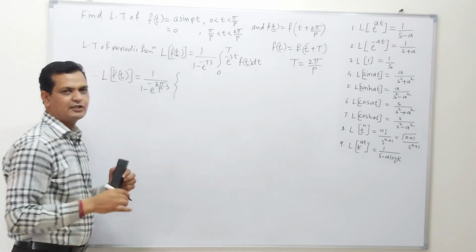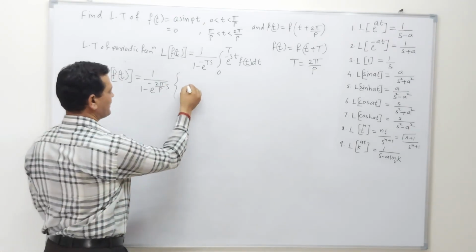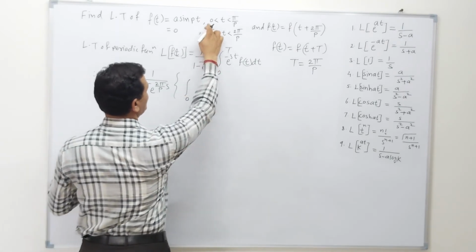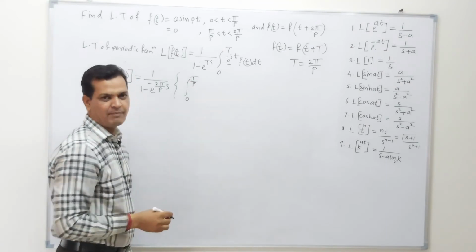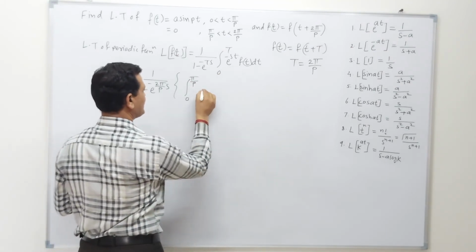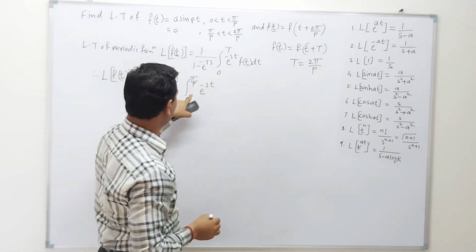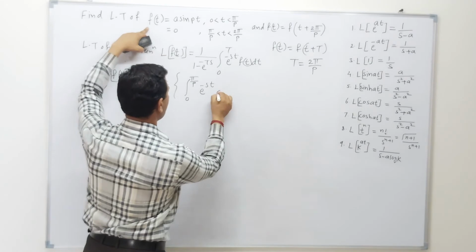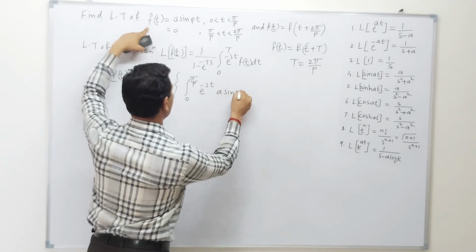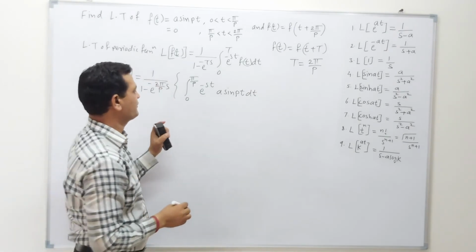Then, given the integration is split into two parts, that's why the curly bracket. Then the first function interval is 0 to π/p, so this value is 0 to π/p. Then e raised to minus st, and for this interval 0 to π/p, the value of this function f(t) is a sine pt dt. So this is for the first function.